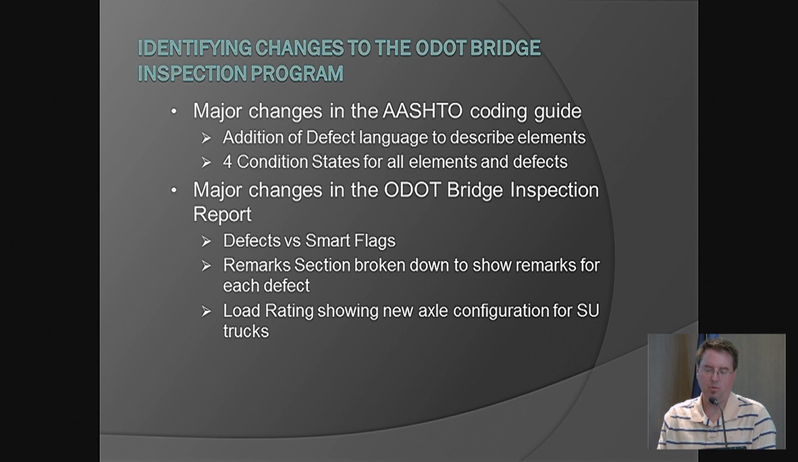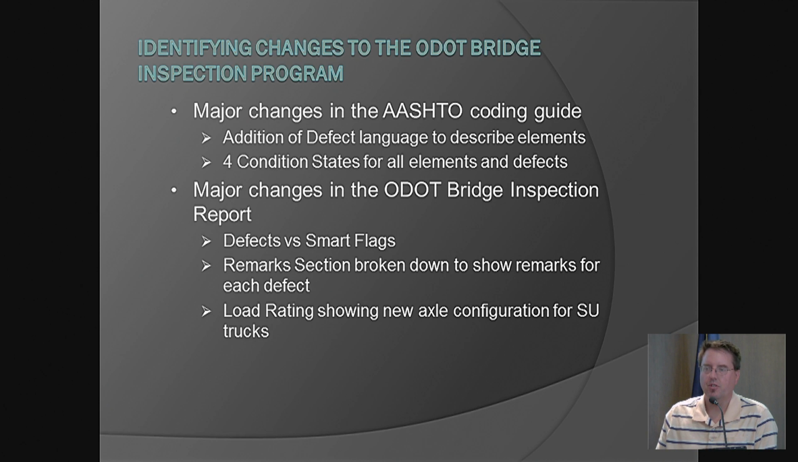So now condition state 1 is your bridge is in good condition. Condition state 2, it's in fair condition. Condition state 3 is poor, and then severe is condition state 4. We'll talk a little bit about that and look at some examples.